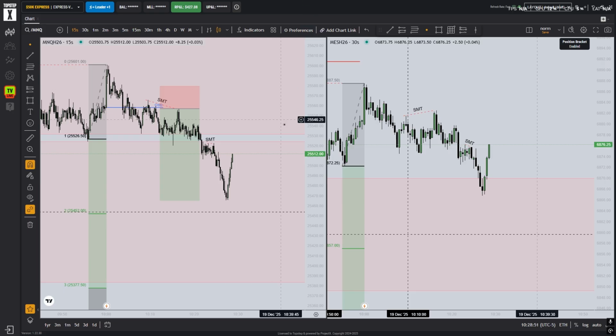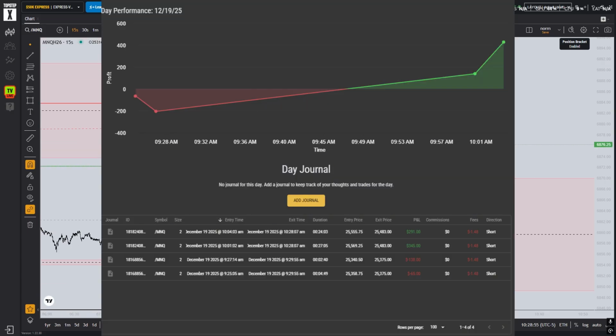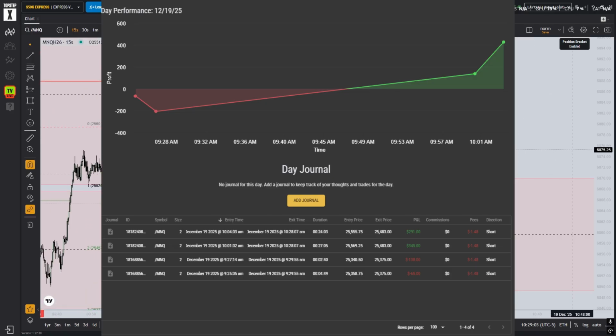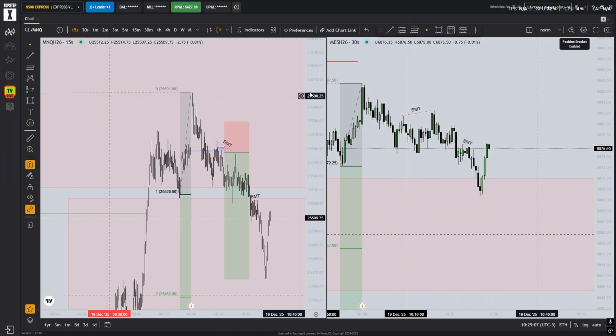And mind you, I came back from a loss in the morning when I went short. I went short down here at that SMT, which I was targeting these sell side levels. So what happened? I waited. I waited for a present model, a present understanding of where price can rebalance.